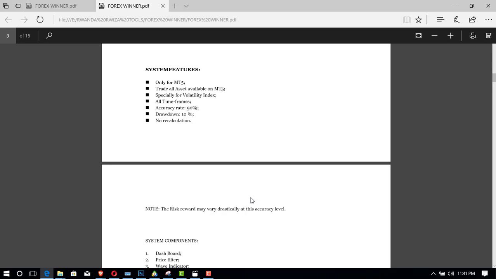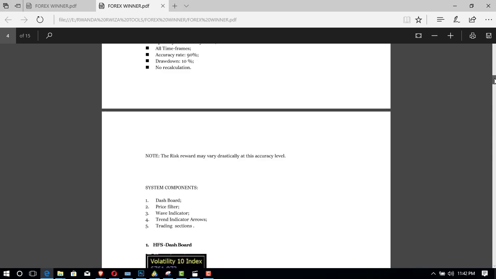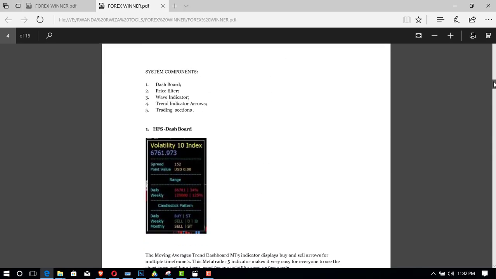If we say the wave indicator is how the candlestick moves, then we continue to the trending indicator trading section. So the moving average trend dashboard MT5 indicator displays buy and sell and allows for multiple time frames, especially the 15-minute time frame.